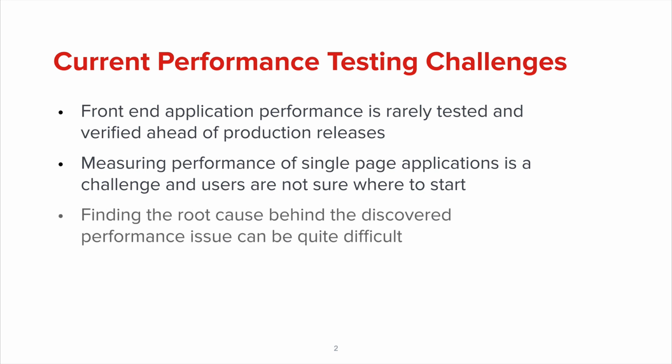Number three, finding the root cause behind a discovered performance issue can be quite difficult, and it has to do with the many factors that impact application performance, from networking to JavaScript to CPU to other third-party libraries that are being loaded into the view at the same time. Any of these factors can impact performance, and it's important for organizations to have the necessary tools to determine where the problem is coming from.